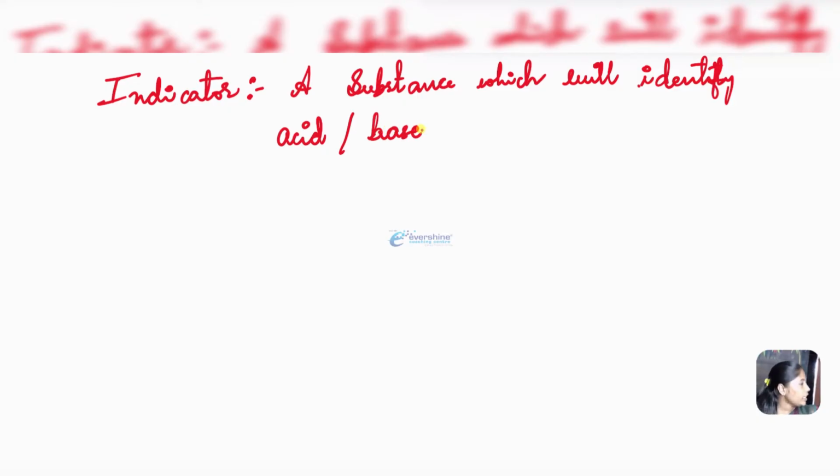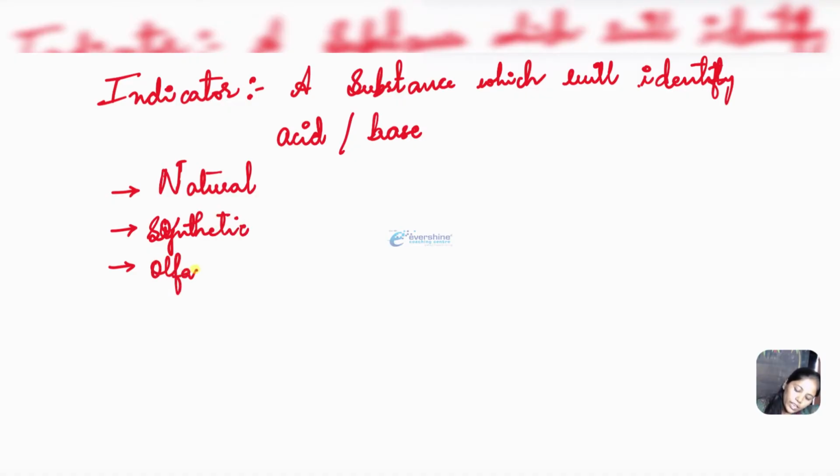Okay, how many types of indicators are there? 3 types. Which are there? Natural indicator, synthetic indicator, olfactory indicator. So indicator means it indicates whether a given substance is acid or a base. Give an example for natural indicator. Litmus paper or turmeric powder. So turmeric and litmus are natural indicators.